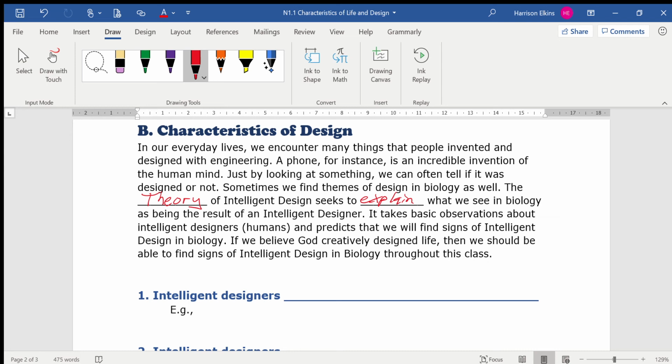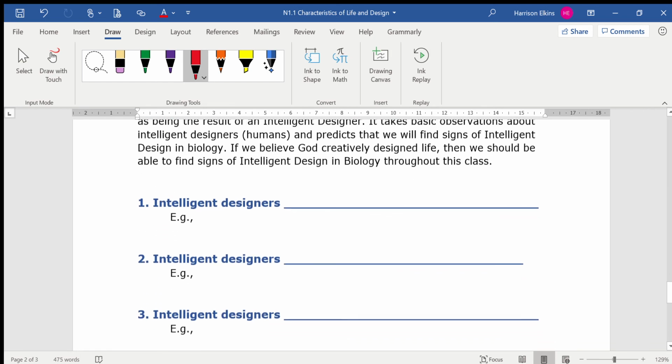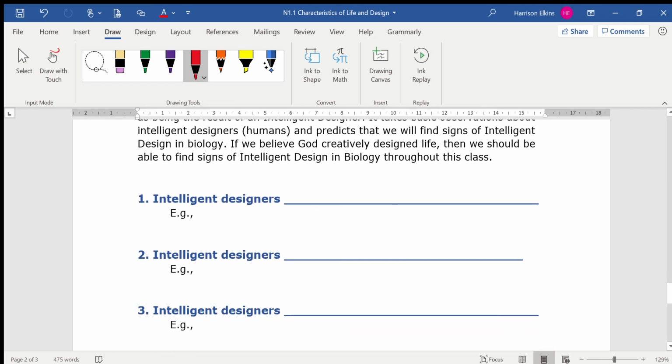If God designed things, then we should be able to see certain signs of that, just like we see certain signs of intelligent design in our inventions. This goes back to your exploration activity from yesterday, where if you found something on Mars, would you be able to tell if an intelligent life form created it? Here we're going to look at, if you found something, could you tell if an intelligent designer, like an engineer or God, created it?